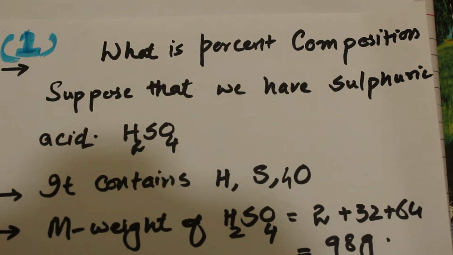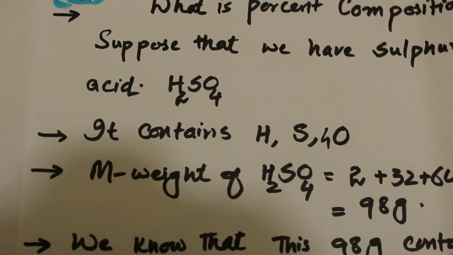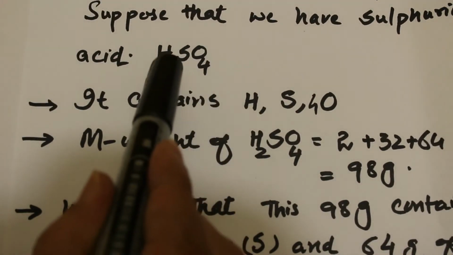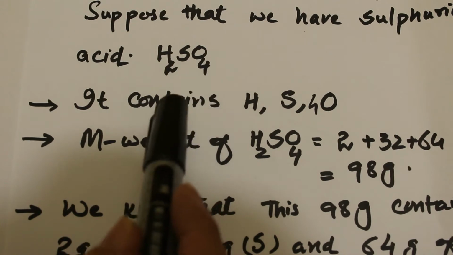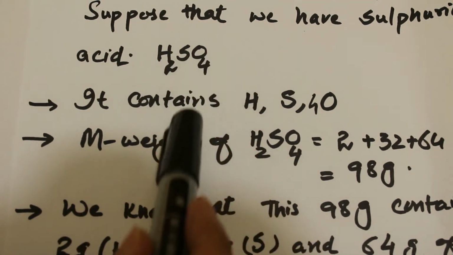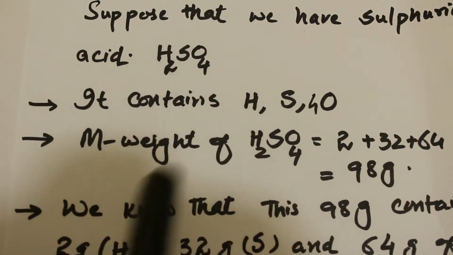Today I am going to discuss the percent composition. But before starting this topic, let me give you an idea and an example of H2SO4, which is also called the king of acids. Now the formula of H2SO4, or sulfuric acid, is 2 hydrogens, 1 sulfur and 4 oxygens, or you can say that this is the formula of sulfuric acid.